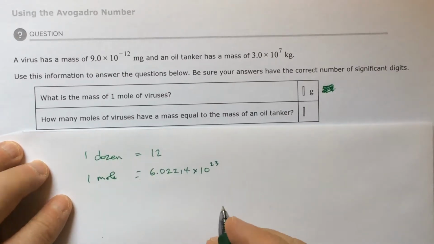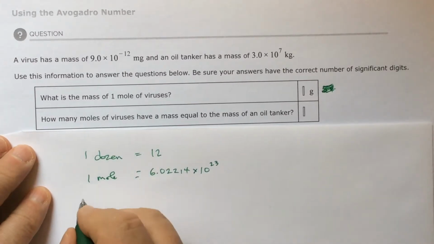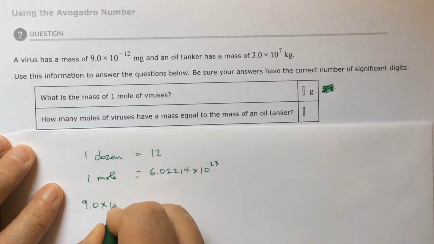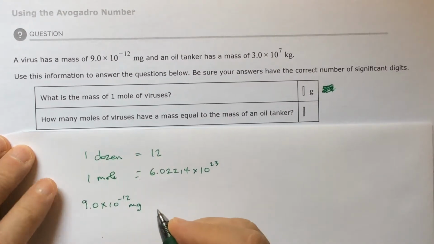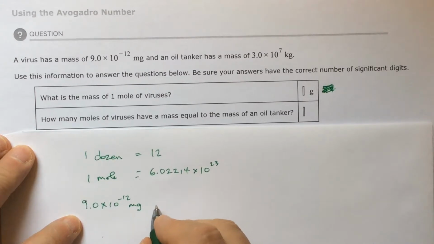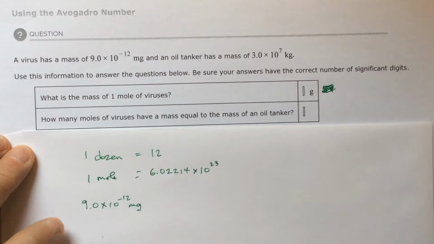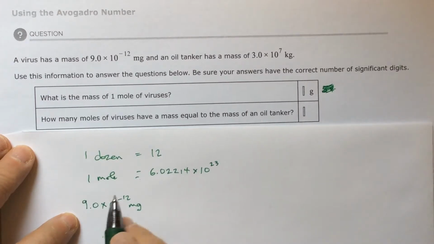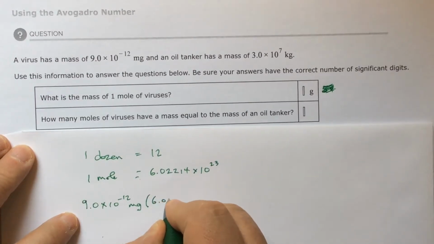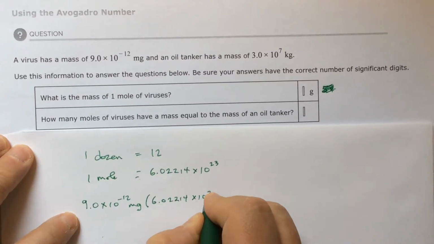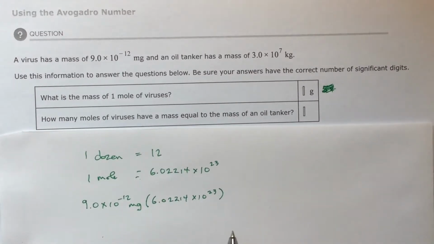All right. So let's find out. We're going to start with what we have: 9.0 times 10 to the minus 12 milligrams. And in 1 mole of these, it's going to be 6.022 times 10 to the 23rd of them. So if I want 1 mole of viruses, I want 1 mole times this weight. So I'm going to multiply 6.02214 times 10 to the 23rd, and I'm going to get a weight in milligrams.